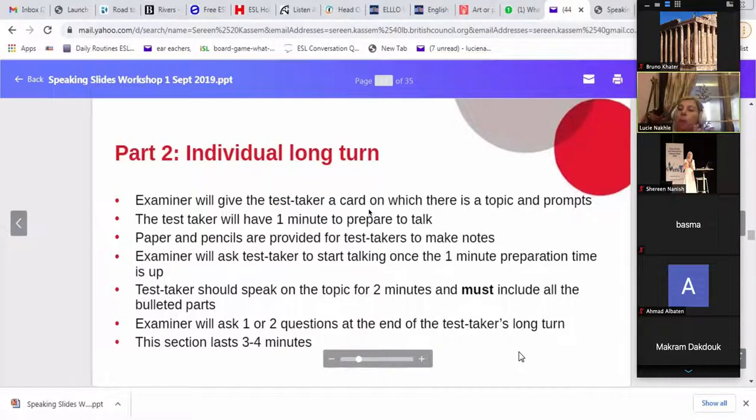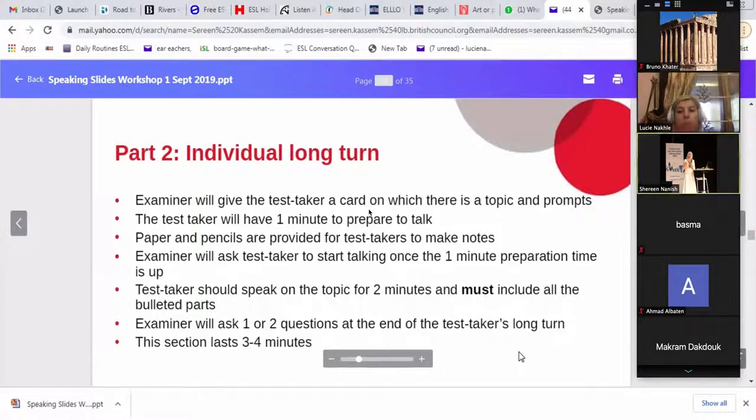What could you prepare for? Basma. Hello, Basma. No? Okay, Shireen, anybody would like to answer? What could you possibly prepare for in the 1 minute given?